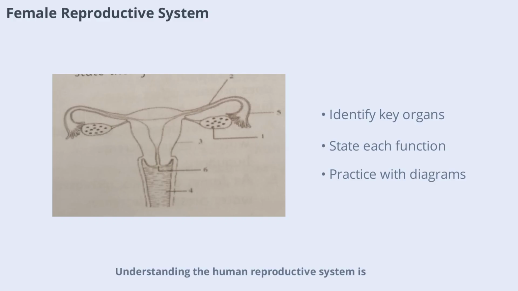Understanding the human reproductive system is vital for both health and science exams. When presented with a diagram of the female reproductive system, you should be able to identify key parts such as the ovaries, uterus, and fallopian tubes and state their functions. For instance, the ovaries produce eggs, the uterus is where a baby develops, and the fallopian tubes transport eggs. This knowledge not only helps in exams but also promotes awareness of human biology and health. Diagrams are commonly used in questions, so practice labeling and explaining each part's function.